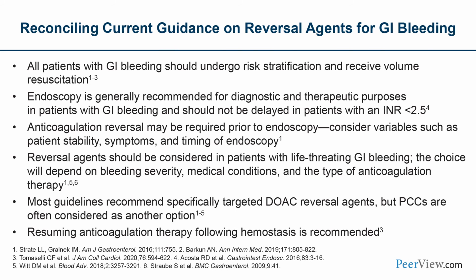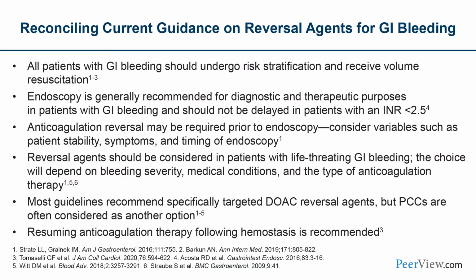If we move to the next slide, the problem is reconciling current guidance on reversal agents for GI bleeding. As Dr. Milling said, most patients who present with a GI bleed are going to do pretty well without receiving a reversal agent, but a fraction of patients are going to go on to have major or catastrophic bleeding, and some will die. And as you'll see, the risk of a person dying from bleeding when they're admitted with a GI bleed is actually still around 10%, even in more contemporaneous data.